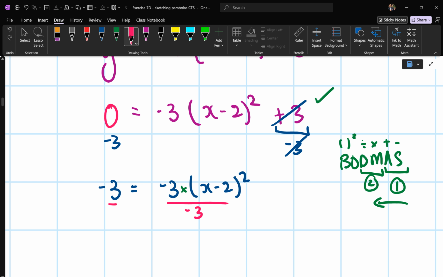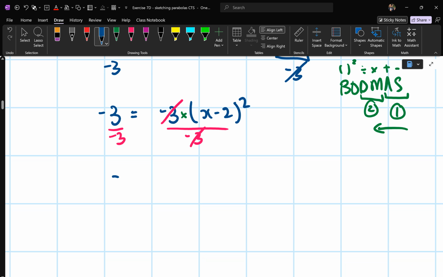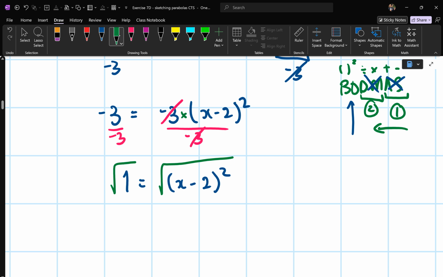So here's the multiplication. So this should be the next thing you get rid of. Divide by -3 on both sides. -3 divided by -3 cancels out. And then we get to, what's this? This is now +1 is equal to, so 1 is equal to x minus 2 squared. So now that we've got rid of division, multiplication, addition, subtraction, we're left with indices and brackets. So here we go. The indices is here. This is when you square root. So let's square root to the right, square root to the left.